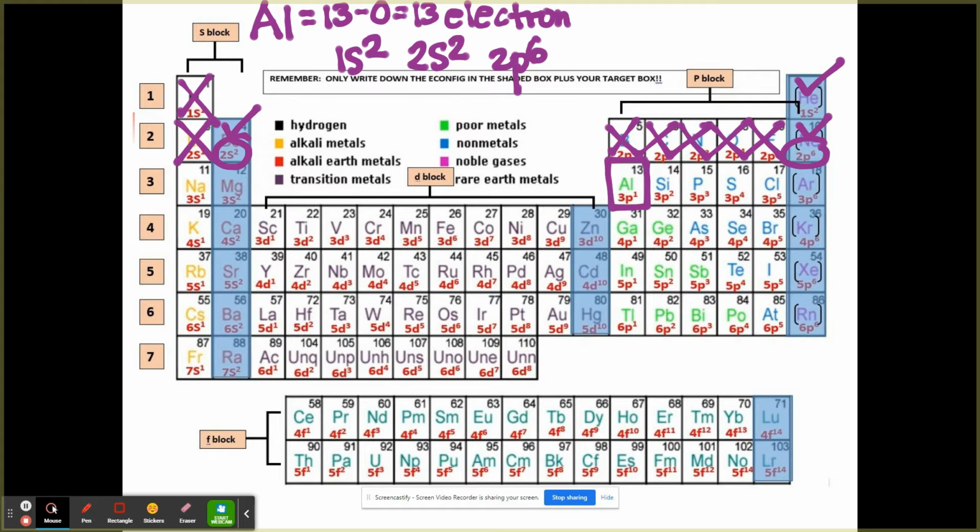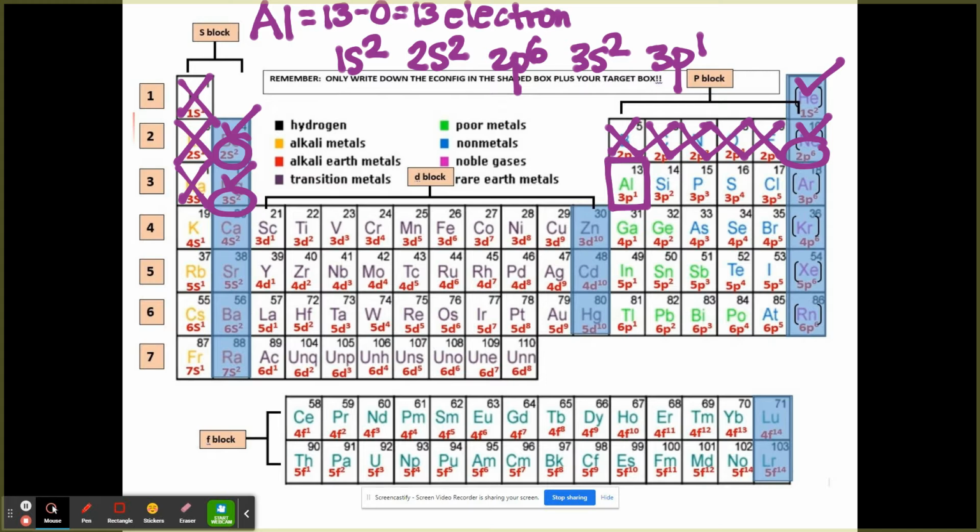How about box 11? No. Box 12, yes. Box 12 is a yes. Therefore, you need to write down 3s2. And then finally, box number 13 is our target. Therefore, this is 3p1. And we're done. We're actually done.